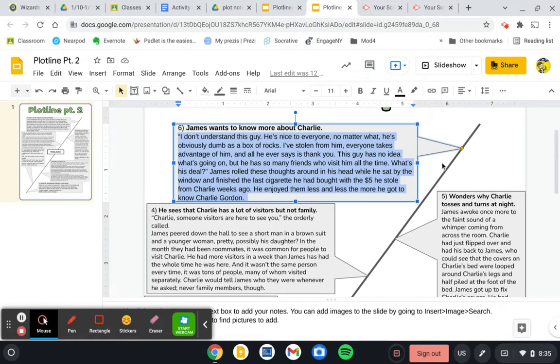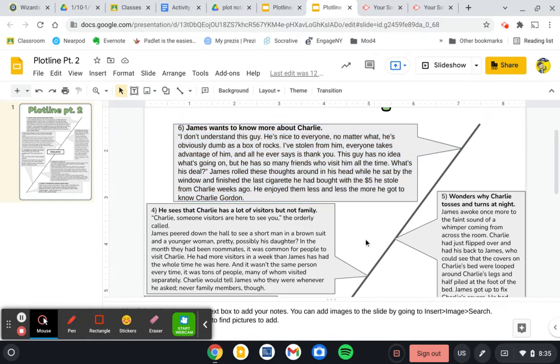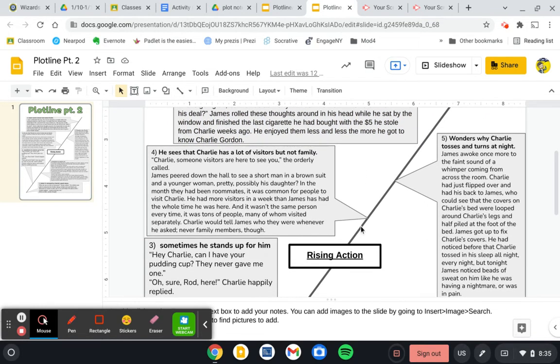My rising action takes place over the course of a month in the story. And that's why I put things in here too, talking about how it was a month.